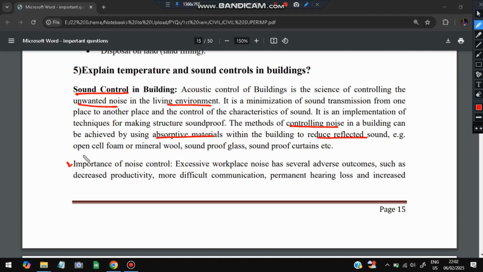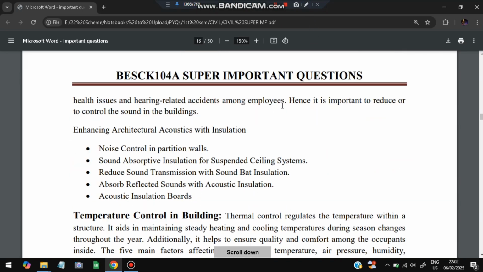The importance of noise control: excessive workplace noise has several adverse outcomes such as decreased productivity, more difficult communication, permanent hearing loss, and increased health issues. To avoid that, we use soundproofing glass. Enhancing architectural acoustics with insulation includes noise control in partition walls, sound absorptive insulation for suspended ceiling systems, reducing sound transmission, absorbing the reflected sounds, and acoustic insulation boards. That is how the sound is controlled.